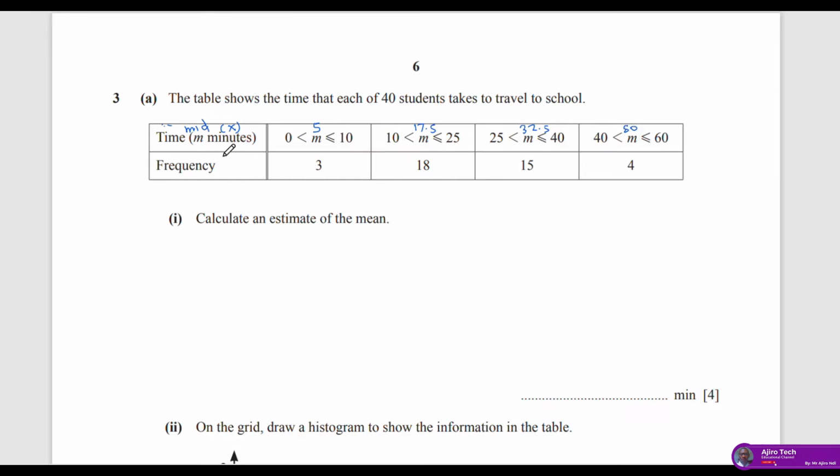Frequency, I call it f. Then I'll need something like fx, multiplying them together. This should give me 15. This should be 3.5. Then let me say it's 2.5 times 15.